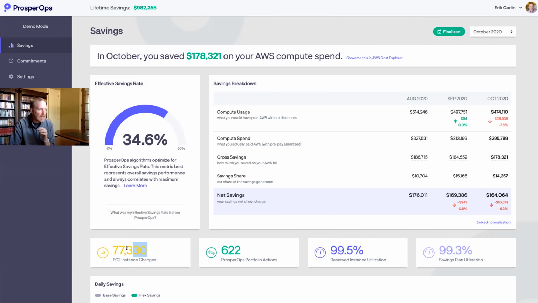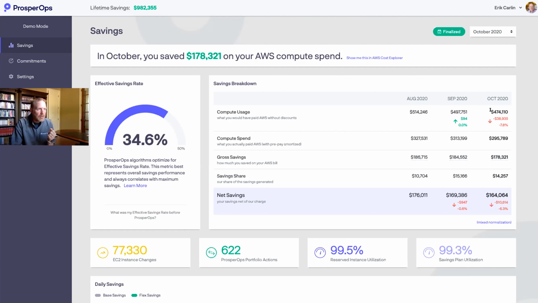You can see it's a highly dynamic environment, almost over 77,000 state changes in just a given month. Our service is always watching, always taking action. So we took over 600 actions this month, which is, what is that, 20 a day, over 20 a day. You can see utilization for RIs and savings plans are both above 99%, so very, very highly utilized.